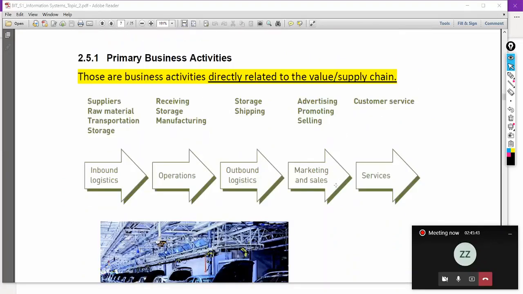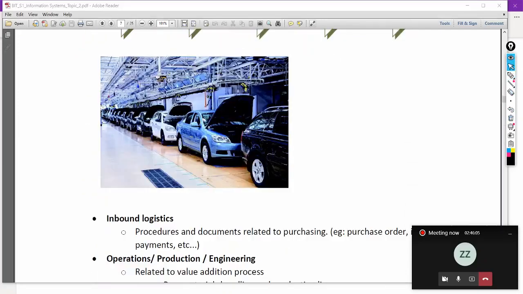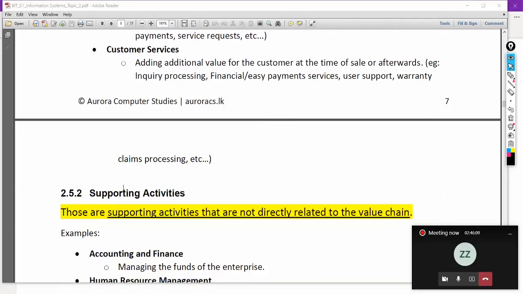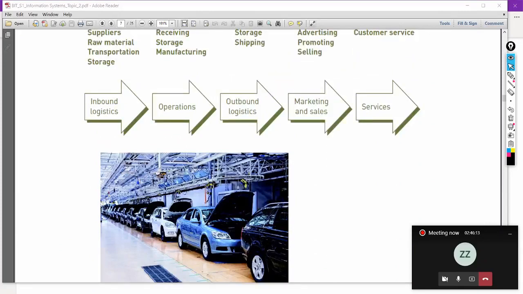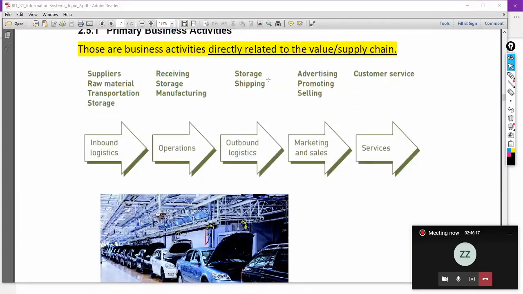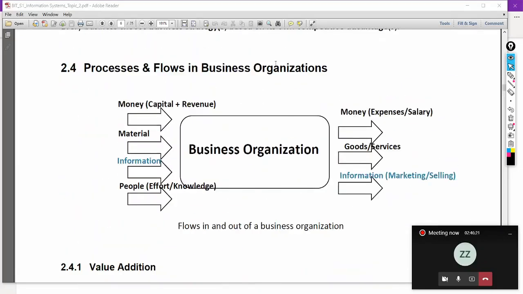Now we are going to discuss business activities. When it comes to business activities, we can categorize them into two types: primary business activities, and secondary or supporting activities. The primary business activities are directly related to the value chain or the supply chain. Supply chain means material flow, which is very evident in a product-oriented business organization. You are buying raw material, doing some manufacturing modifications, then you have to sell your finished goods.